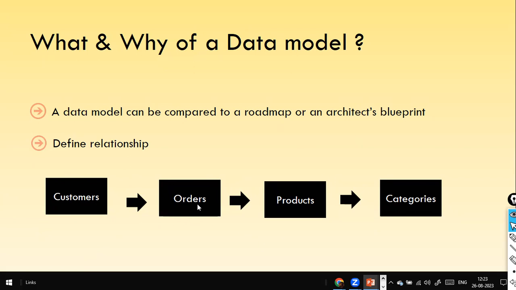One or more products, right? But at least you should have one product in it. Without a product, how can you say it is an order, right? And each category will have more than one product. Some category, not necessarily, each category should have more than one product.